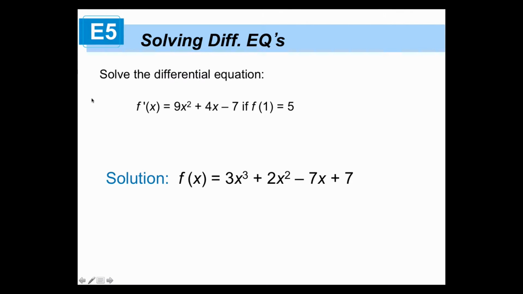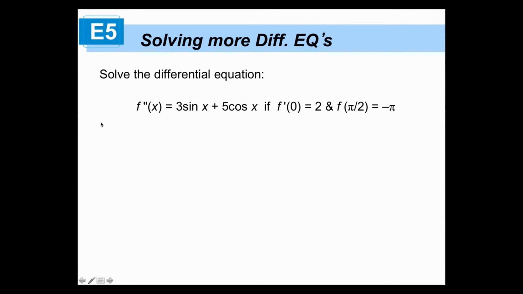Okay, let's try this one then. Notice this one ramps up a little bit. I gave you the second derivative. I want you to find the original function. So you got to do it twice, because you have 2 chunks of given information here.